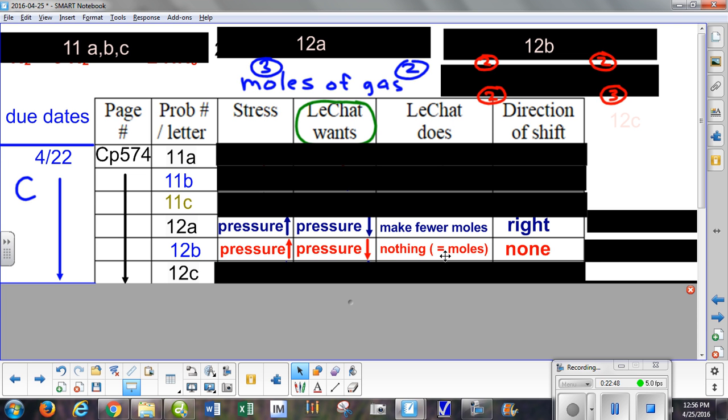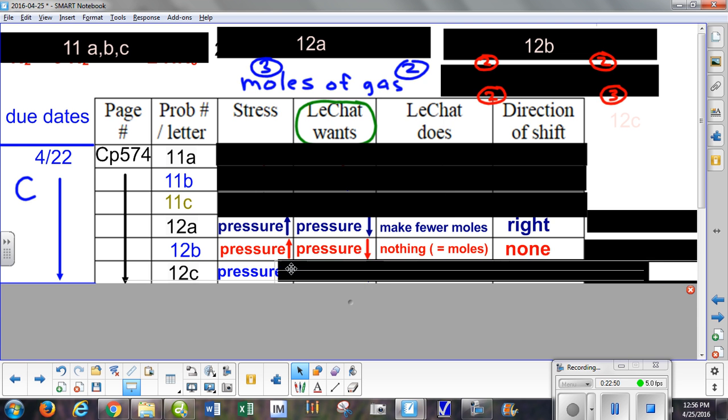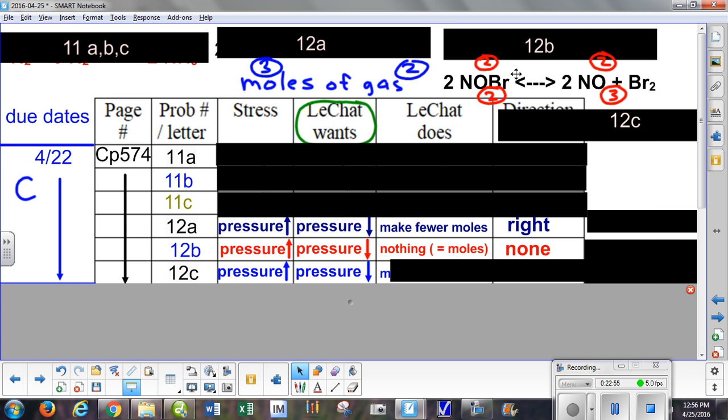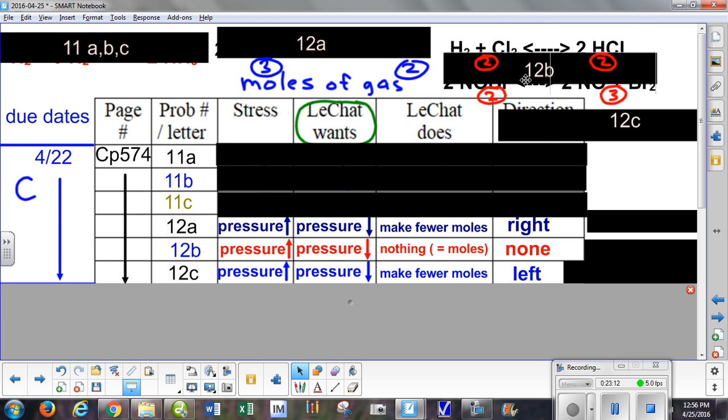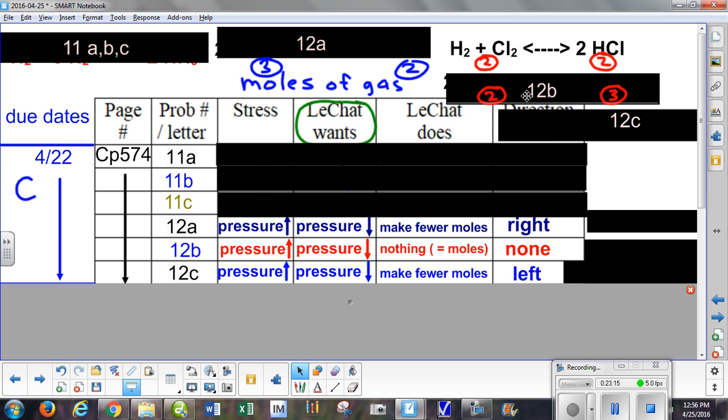Okay, and we are just about out of time. I'm going to run through this just real quick. Pressure up, pressure down. Now this is for this reaction. We have 3 moles on the right and 4 on the left. So to make fewer moles, we've got to go to the side that has fewer moles, and that's the left side. And that's the way the shift will go. When moles on both sides are equal, like you have in this equation up here, can't do anything. Le Chatelier's dead in the water. He cannot do anything.